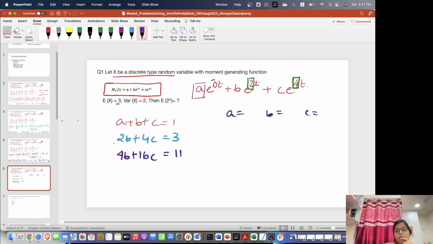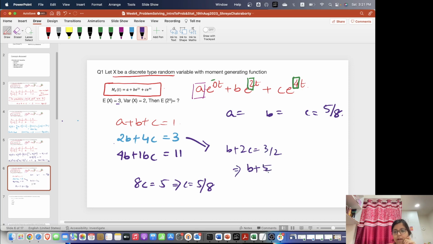So multiplying this one by 2 and subtracting from here, we'll get 8C = 5, C = 5/8. Okay, we got the value C = 5/8. If C = 5/8, then substituting here, B + 2C = 3/2, then B + 5/4 = 3/2, which implies B = 3/2 - 5/4, that is 1/4. B = 1/4.